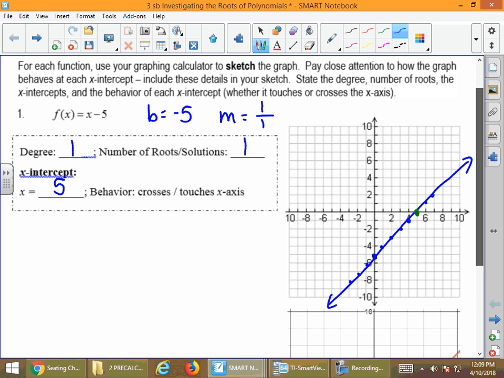And what's happening to our graph at this intercept is that it's crossing. We've got part of the line above our green point and part of the line below it, so we say that we're crossing when we look at how it's behaving at the x-axis, at the x-intercept.